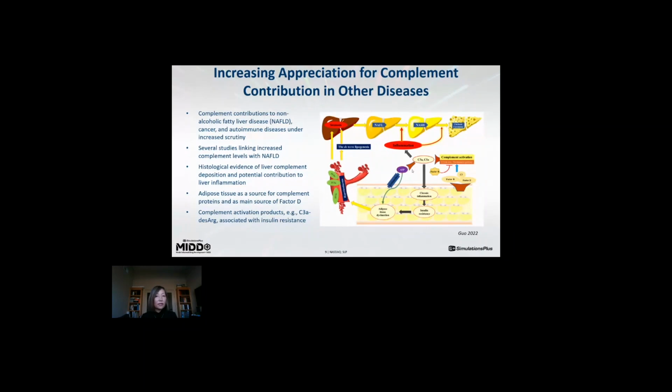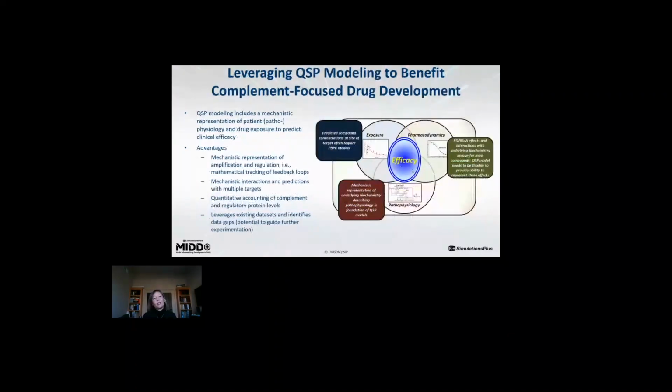Okay, so why are we interested in QSP to address complement development? Well, many of you will already be familiar that QSP is a mechanistic representation of the patient physiology or pathophysiology. It is the interaction of the drug exposure and drug mechanism with that pathophysiology, as well as accounting for interpatient variability in those mechanisms in order to predict efficacy.